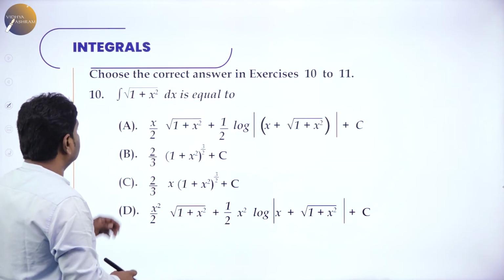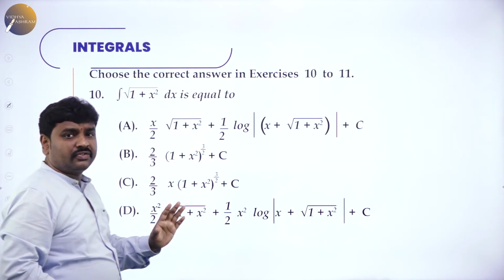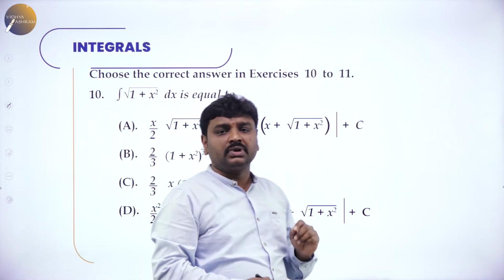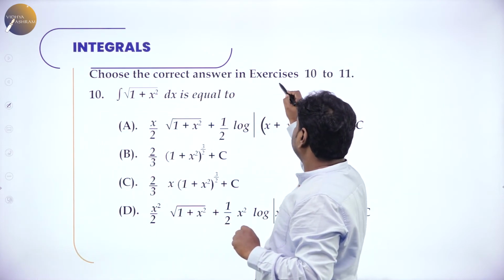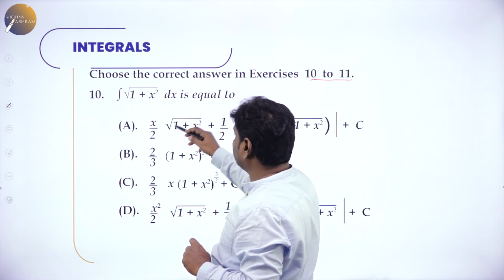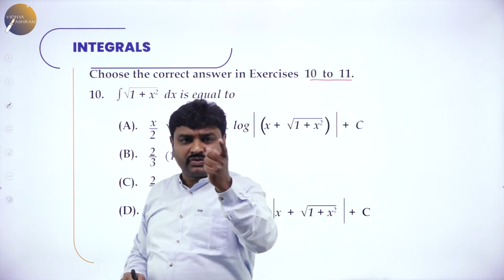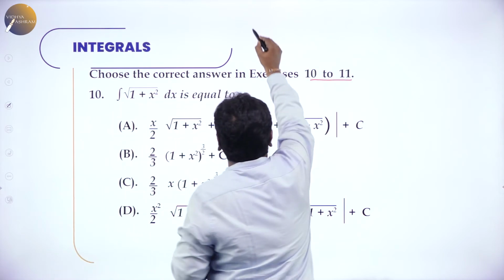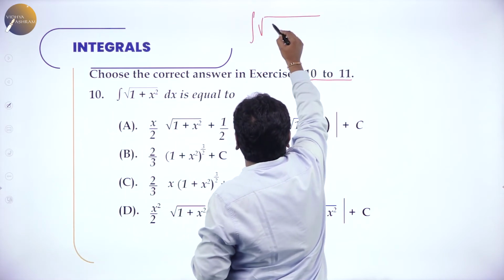Next we have formula in the form of objectives. Choose the correct answer in exercise 10 and 11. Integration of 1 root of 1 plus x square dx equal to. Now it is in what form? Integration of root of a square plus x square. What is integration of root of a square plus x square?